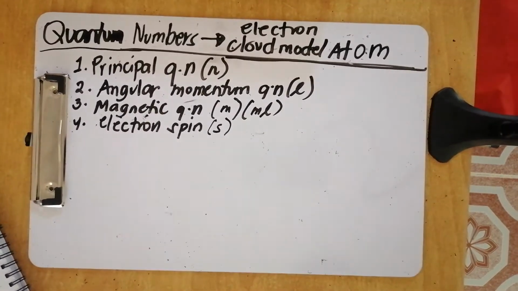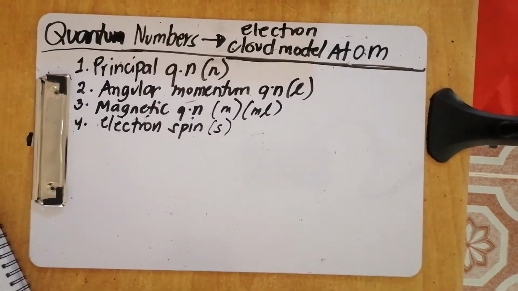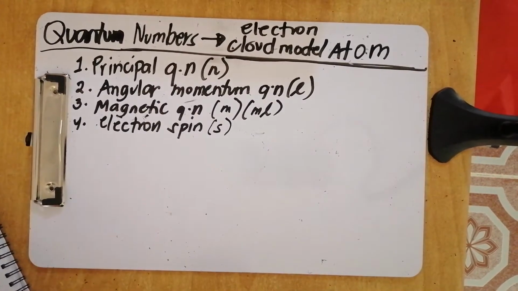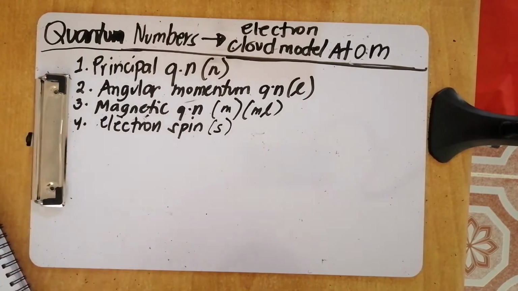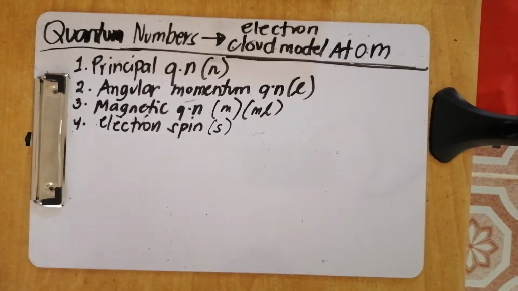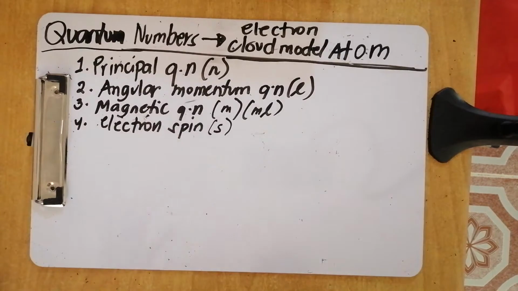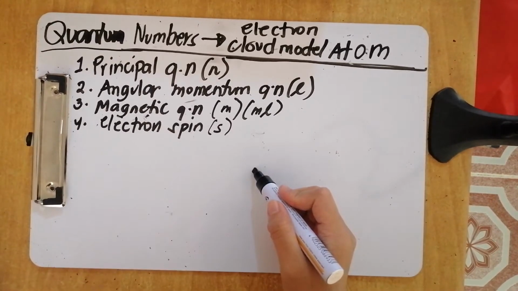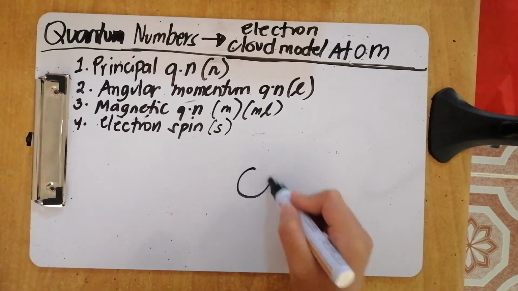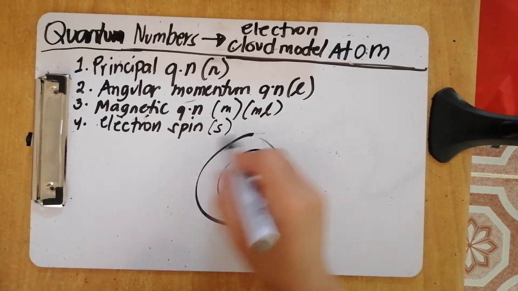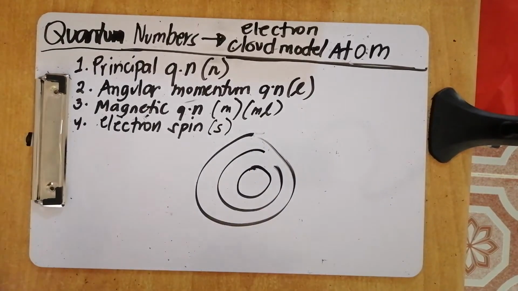Okay, so this is an additional video just to show you the relationship of these quantum numbers to the electron cloud model of an atom. So again, we have said that an atom will not simply look like a solar system, planetary model wherein you have the nucleus in the middle and then surrounding it will be the electron. So that is not really an image of an atom.